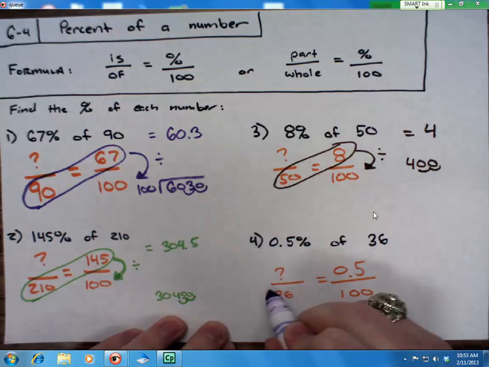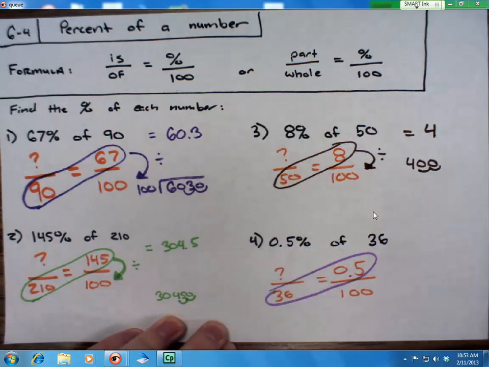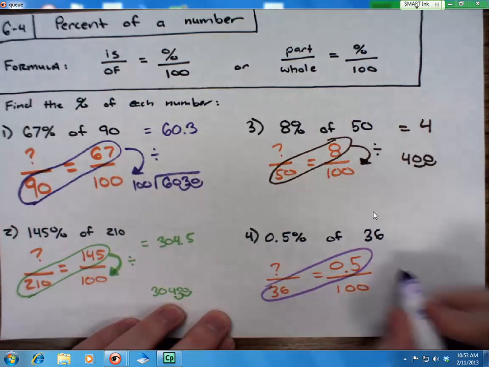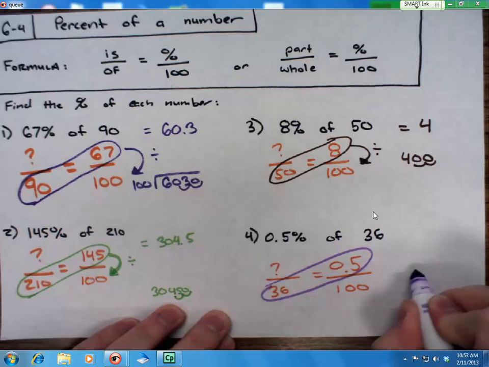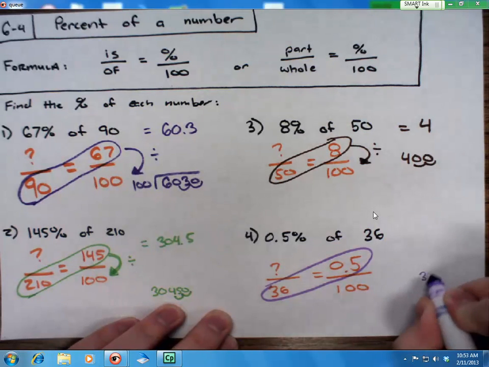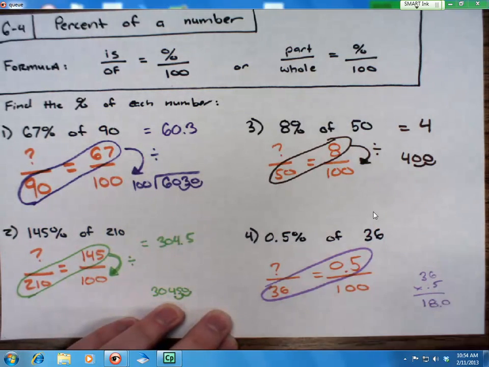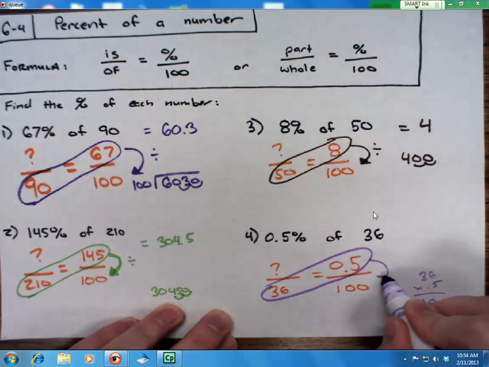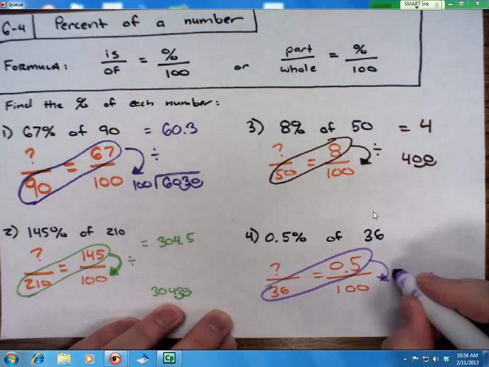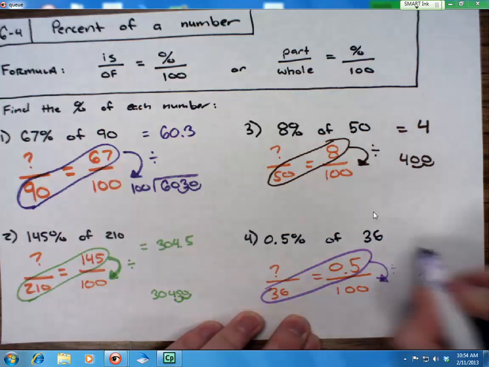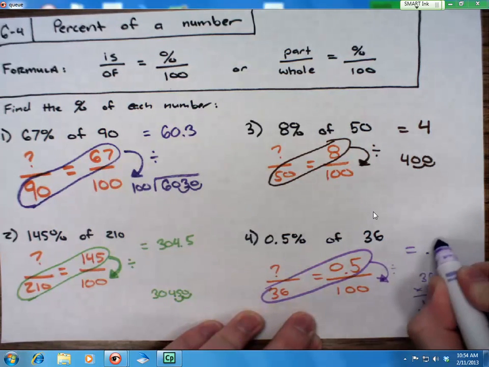What's different about this is, obviously, I'm multiplying times a decimal. When I multiply 36 times 0.5, it actually gives me 180 if we treat it as 5. I have to move my decimal over 1 place, which gives me 18. Now I have to divide by 100. When I divide that by 100, it means I have to move my decimal over 2 places, 1, 2. So that's going to leave me with 0.18.